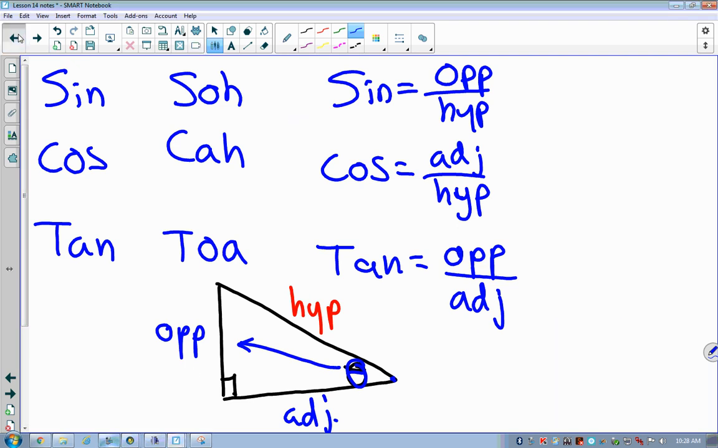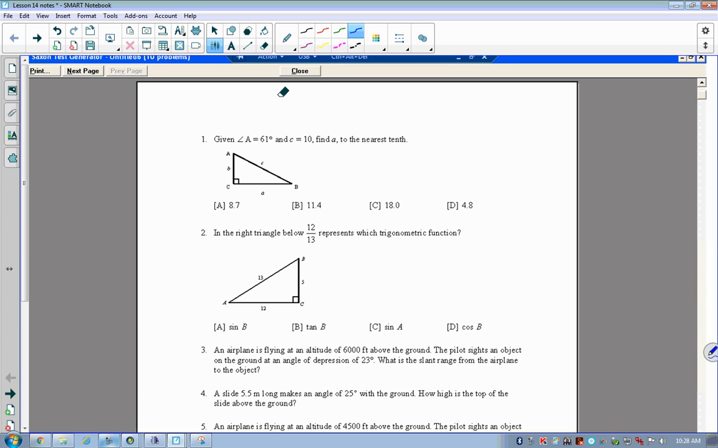All right, so let's try to answer one of these questions. It says angle 1 is 61 degrees, C is 10. We want to find the measure of side A. So we know 61 degrees, my hypotenuse is 10, and I'm looking for this guy right here. Does that make sense? Okay, so from my angle, let's see, what are we looking for? Oh, it helps if I put things in the right spot. I was wondering why that wasn't looking right.